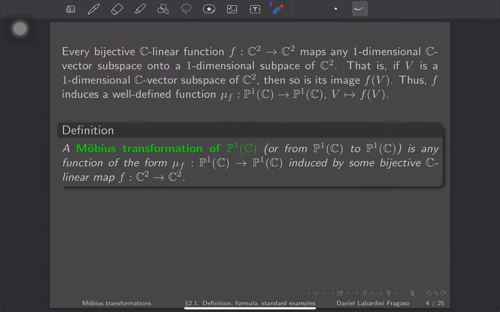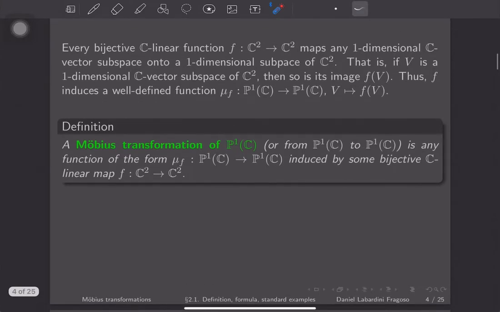If my linear map were not bijective, I couldn't be sure that this is a one-dimensional subspace. But it is, because of bijectivity. Any function that I can produce this way, I'm going to call a Möbius transformation. So a Möbius transformation from the complex projective line to itself is simply the P1 shadow of a bijective linear map from C2 to C2.